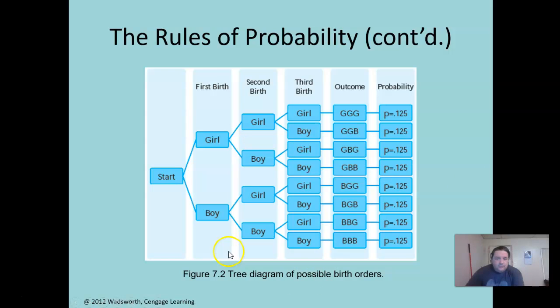So the tree diagram of possible birth orders for 3 children. We have girl, girl, girl; girl, girl, boy; girl, boy, boy; girl, boy, girl. And then we have boy, girl, girl; boy, boy, girl; sorry, boy, girl, boy; boy, boy, girl; and boy, boy, boy. So the probability of each one of these outcomes is 1 in 8.